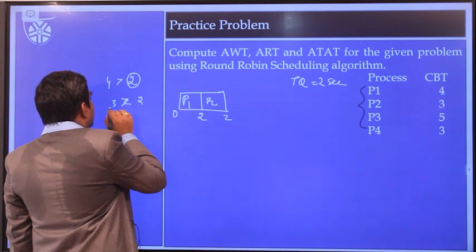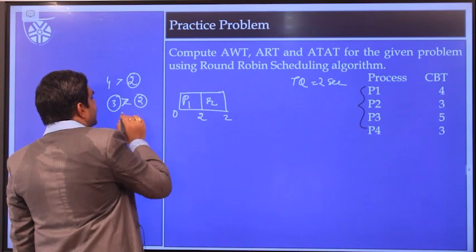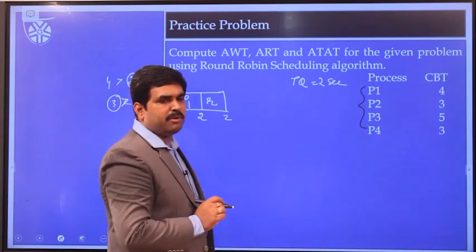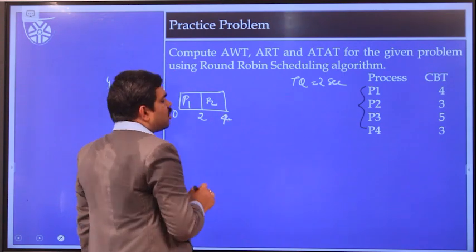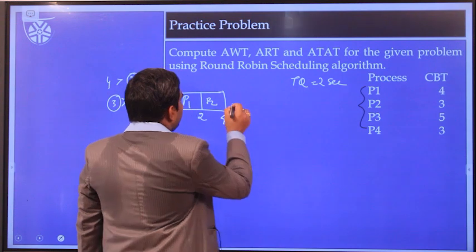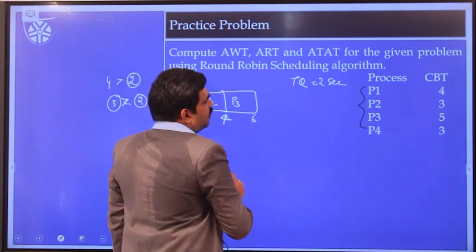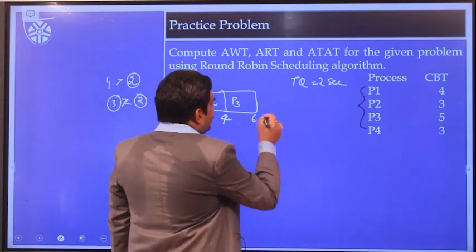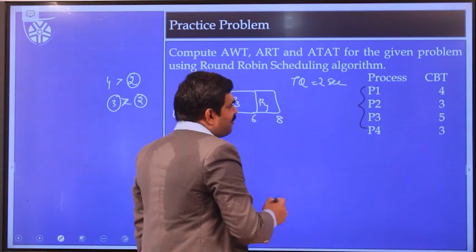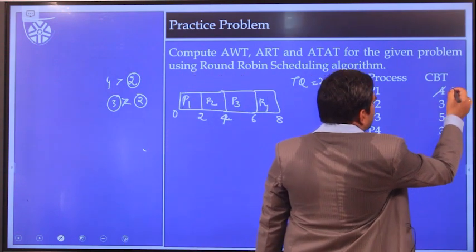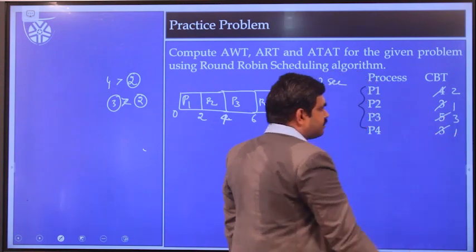Now it is very clear that the CPU burst time of process P2 is more than the time slice. Due to that reason, again process P2 is going to get the CPU for 2 seconds only. So P2 got the CPU for 2 seconds. After 4 seconds, P3 is going to get the CPU for 2 more seconds. Then P4 for 2 seconds again. After 2 seconds of CPU allocation, it has changed to 2, 1, 3 and 1.